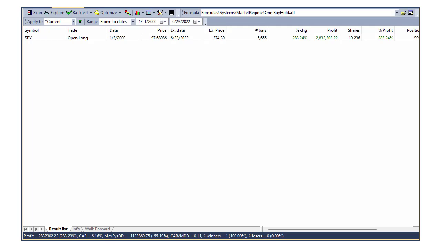So first, let's look at buy and hold for SPY. And I just included dividends in this back test because you're going back to 2000 here. Dividends do matter when you go back that far. So we're going to test from January 1st, 2000 to June 23rd, 2022, or yesterday's close. And this is just buy and hold. And you can see buy and hold, the SPY was up 283% over that time.